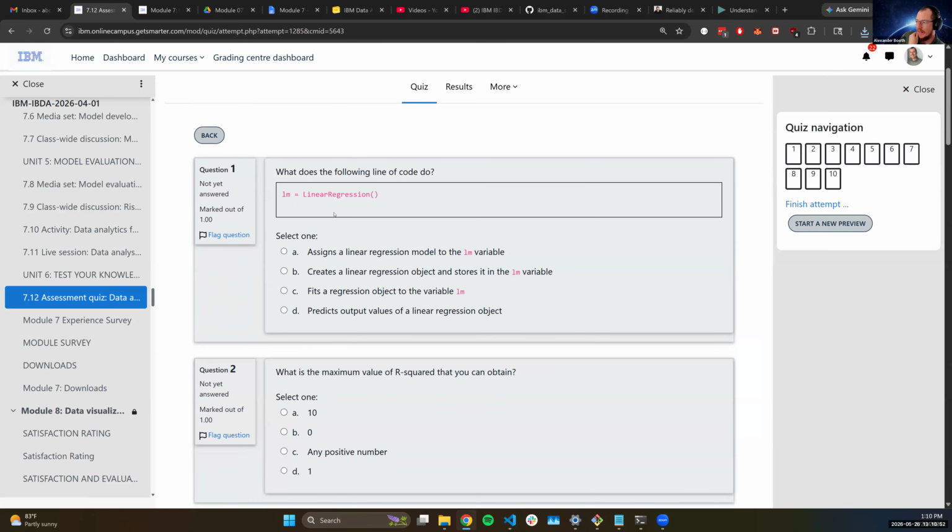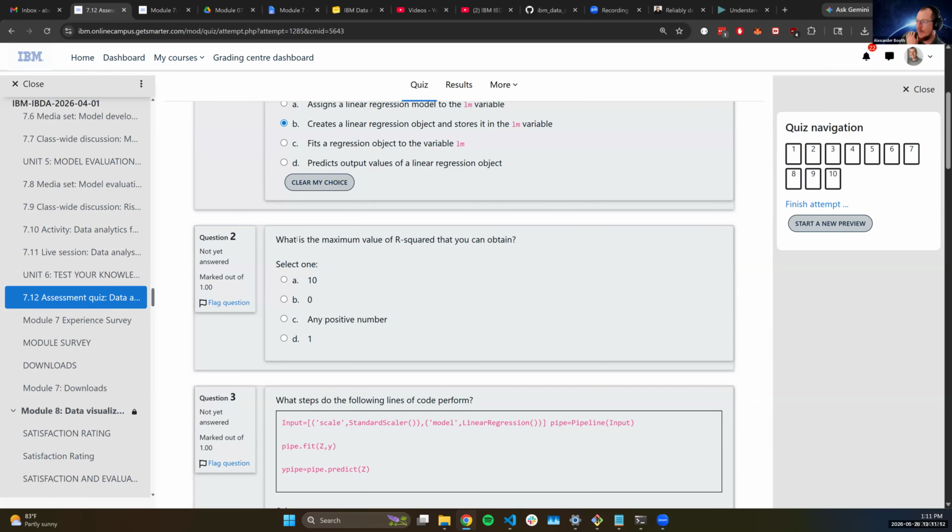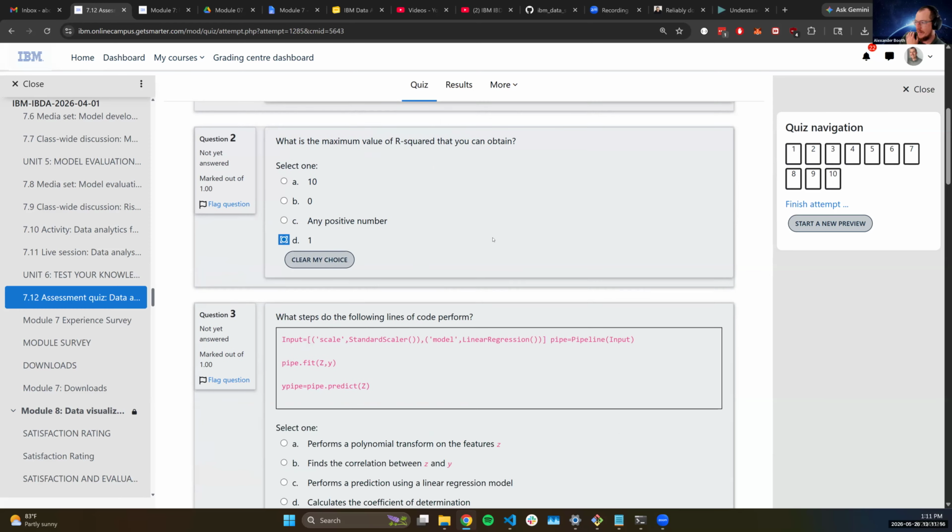Question one, what does the following line of code do? It assigns a linear regression model. I guess maybe it's B. It creates a linear regression object and stores it. It doesn't fit anything and it doesn't predict anything. A is worded weird, but we're looking for the best answer. So B is the best answer here. What's the maximum R squared you can get? It's a 1. R squared is between 0 and 1.